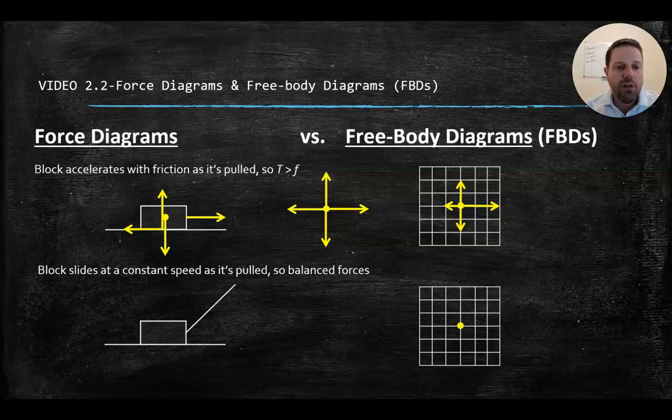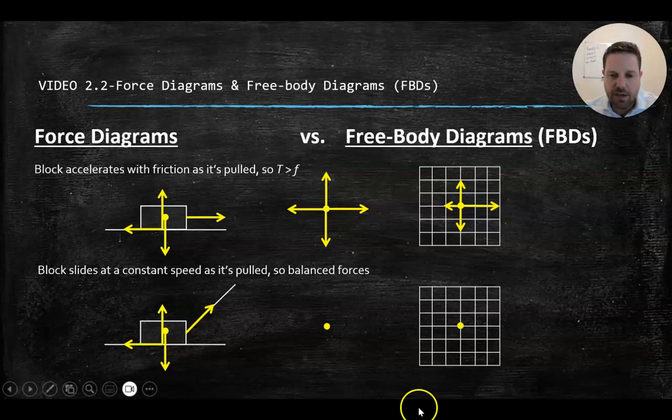Now, on this block that's sliding at a constant speed down here, it's a constant speed as it's pulled, so that means that there are balanced forces. So I'm going to draw my force diagram first from points of contact, which would mean that we have a downward force of gravity, an upward normal force, an angled tension force, and a force of kinetic friction to the left. On a free body diagram, I'd redraw those from that center point, and then draw all my arrows from that single dot here in the middle. So we'd have our tension, gravity, normal force, and friction there.